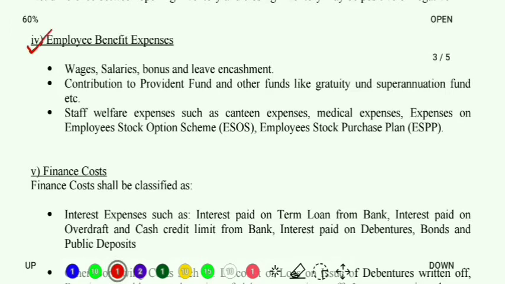So this is a fourth subheading under the expenses column. What comes under employee benefit expenses? What items will come? Wages, salaries, bonus and leave encashment will come. If there is any contribution to the provident fund, that will come. Okay, any staff welfare expenses like any canteen expenses, medical expenses, expenses on employee stock option scheme. Okay, so any expenses related to the employee of a company, those expenses will be shown under the subheading of employee benefit expenses.